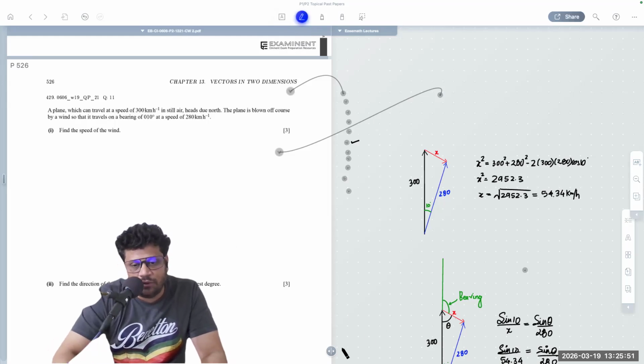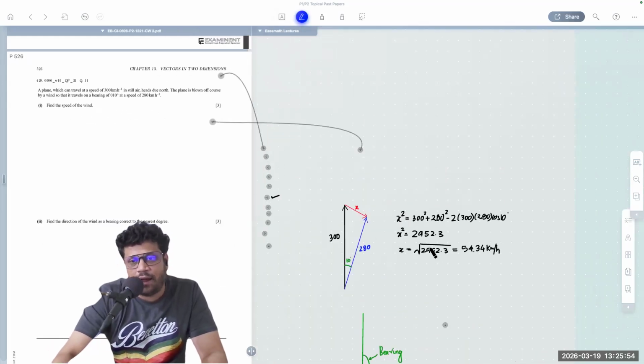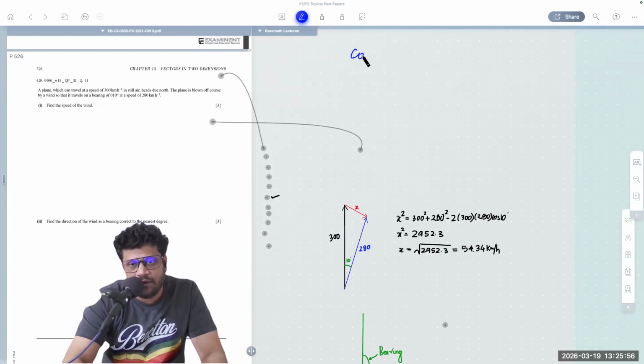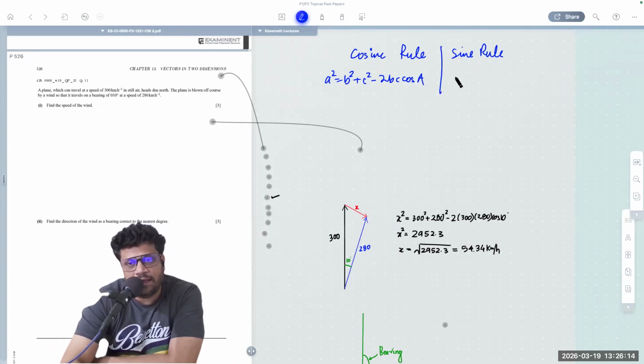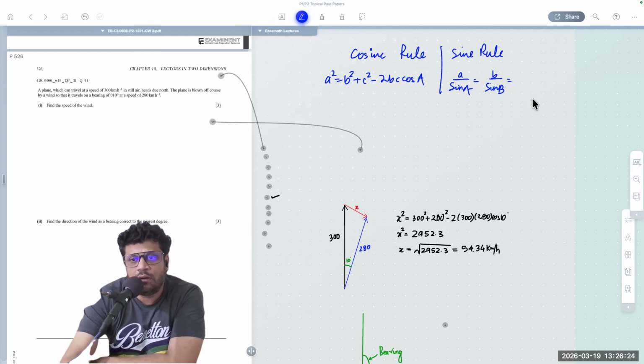The first thing that you want to know from this part is the cosine rule. So you know a square is b square plus c square minus 2bc cos of A. And the sine rule, where it is a divided by sine of A is equal to b divided by sine of B equals c divided by sine of C.